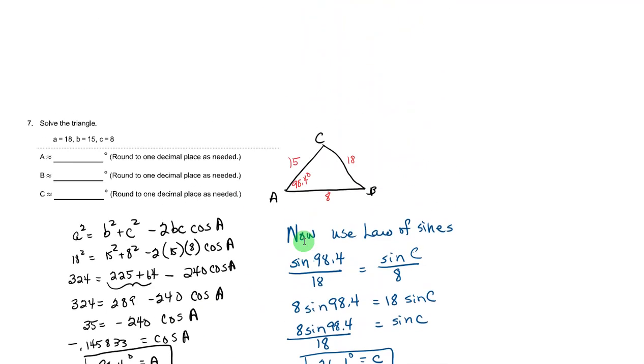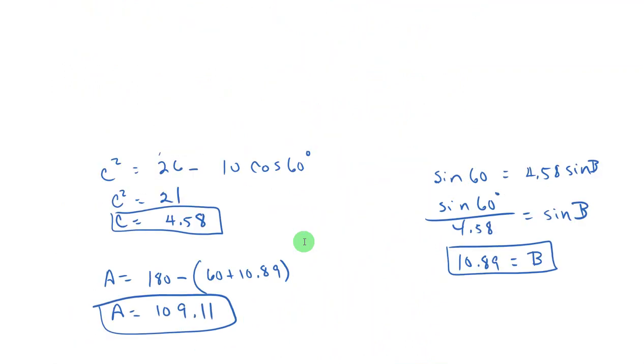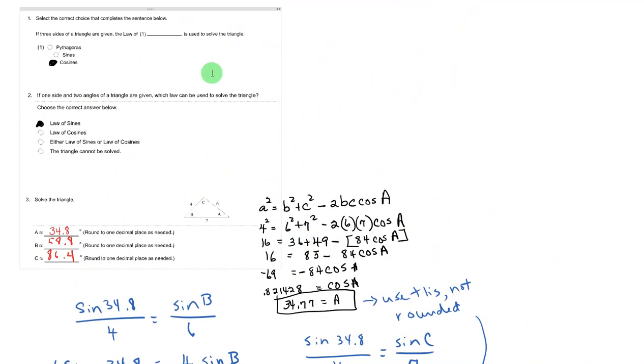So I think there's 7 questions. Use the law of cosines first and finish with the law of sines, and you should be fine on that. It's really just a lot of calculation.